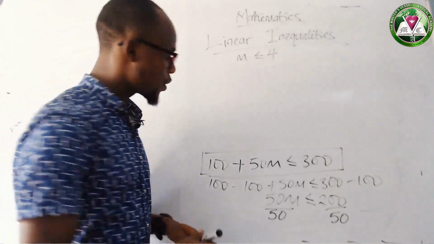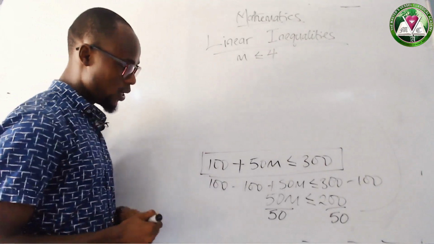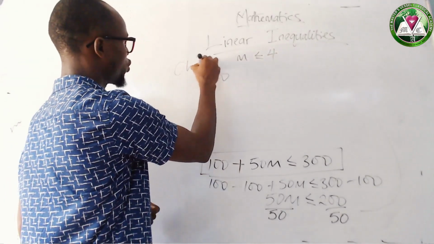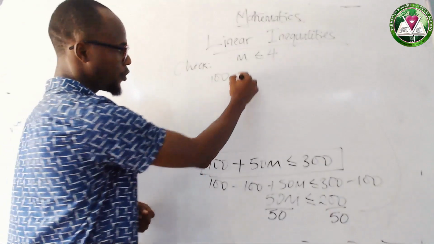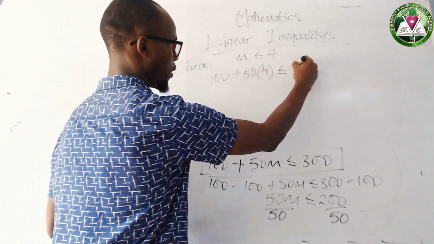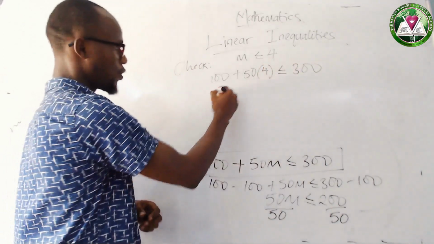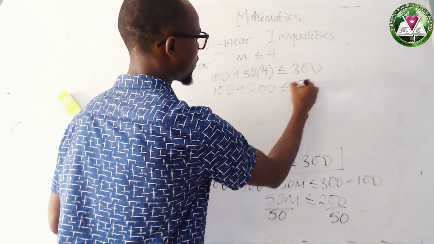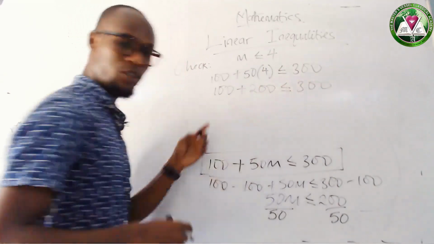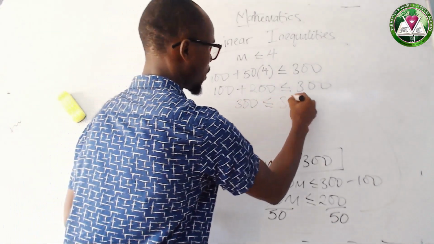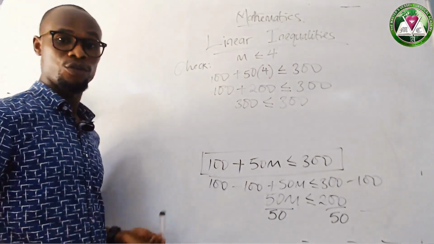So now let's put 4 into our inequality and see what happens. We need to check. We have 100 plus 50 multiplying 4 less than or equal to 300. So from here, we have that 100 plus 200 is less than or equal to 300. Now 100 plus 200 gives 300, which is less than or equal to 300, which is true.